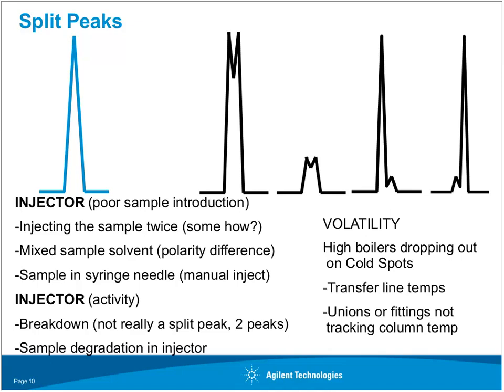The other thing with these types of peaks can be caused by unions or fittings not tracking the column temperature. That's why when you look in our instruments, you're saying, why do they use such small fittings? Why is everything so small? Well, the problem is we want minimal dead volume, and we also want minimal heat sinks. It'd be nice to have a big column nut that you could put on there, but the more mass you have in metal, when it's heated, you create these huge hot spots. So there are reasons for the things that we do with the smaller fittings.